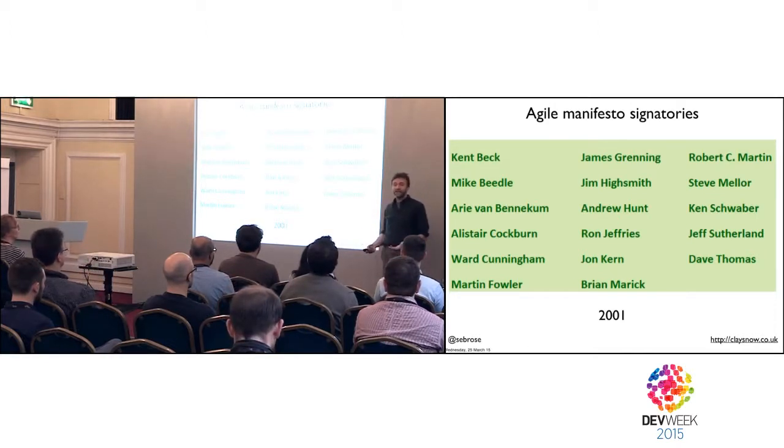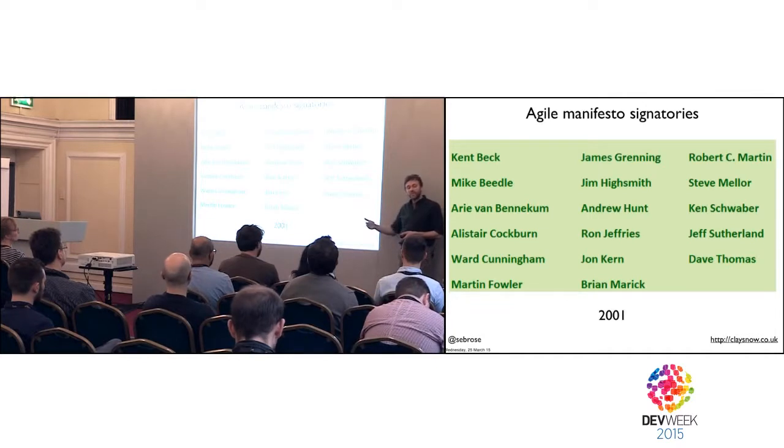And the manifesto, if you've read it, is pretty thin. It just expresses some values. And then on the back page, they've got 12 principles. But it gave a framework for people to then move on and say that we are working in an agile way.